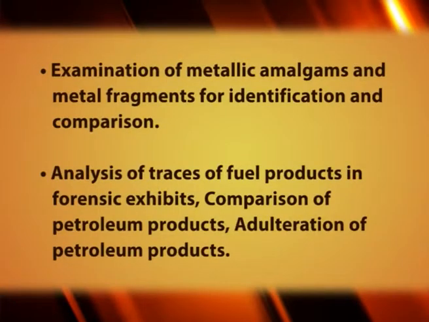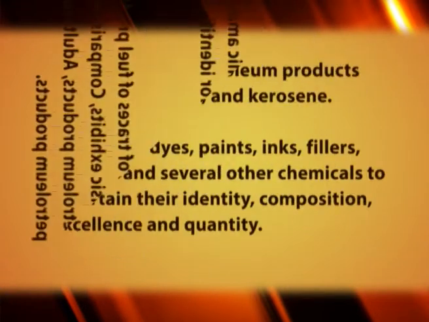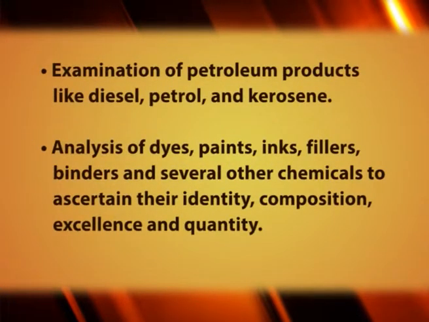The principles of chemistry play a vital role in each division of a forensic science laboratory, and a few of them are: examination of metallic amalgams and metal fragments for identification and comparison; analysis of traces of fuel products in forensic exhibits, comparison of petroleum products, adulteration of petroleum products and so on; and examination of petroleum products like diesel, petrol and kerosene.